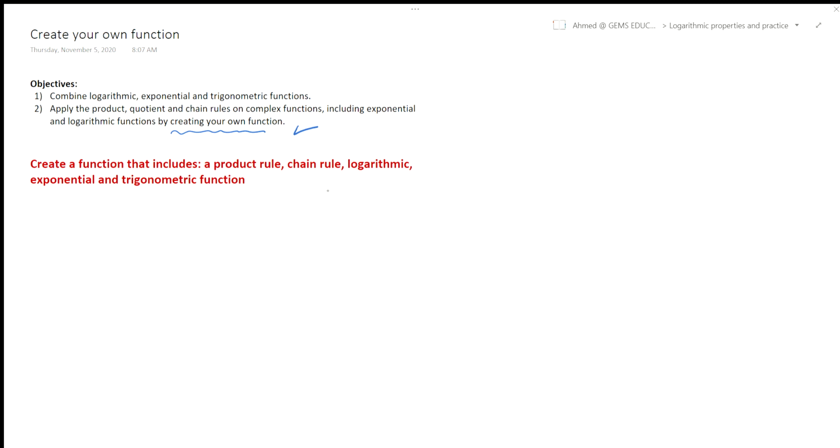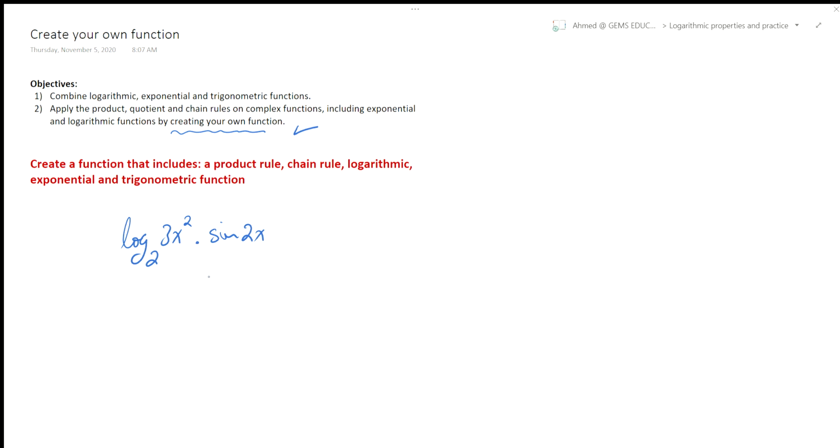I need two things multiplied. There should be a logarithmic and an exponential. So I'll start with log base 2 of 3x squared, let's say. This is a logarithmic function. I need a trigonometric function, so I'll multiply that by sine 2x, for example. So there's a product rule done right there. But still, I do need a chain rule.